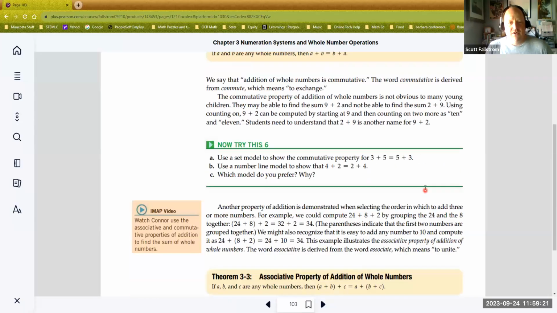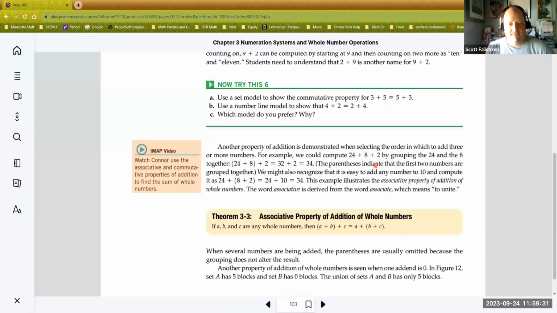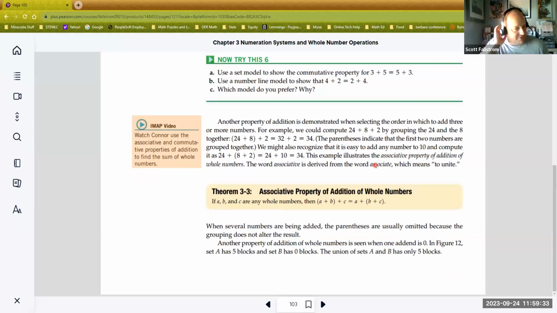Okay. They have a set model here. So the set model will be take 5 in the first, 3 in the second, switch, take 3 in the first, 5 in the second, you get the same quantity at the end. Okay. And don't forget, there's another property here. These are all things you should know already, honestly, coming out of the intermediate algebra style class.